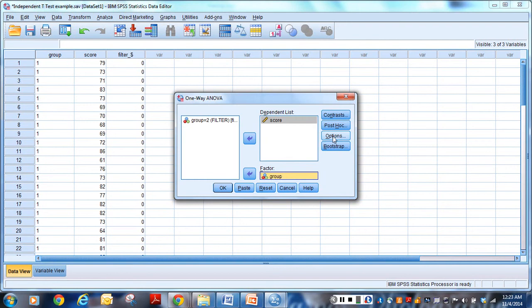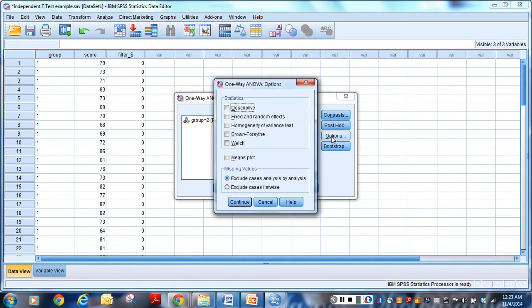And now let's click on options. And now we're in the one-way ANOVA window, and we're going to check descriptive, homogeneity of variance test, and means plot. And now we can click continue.